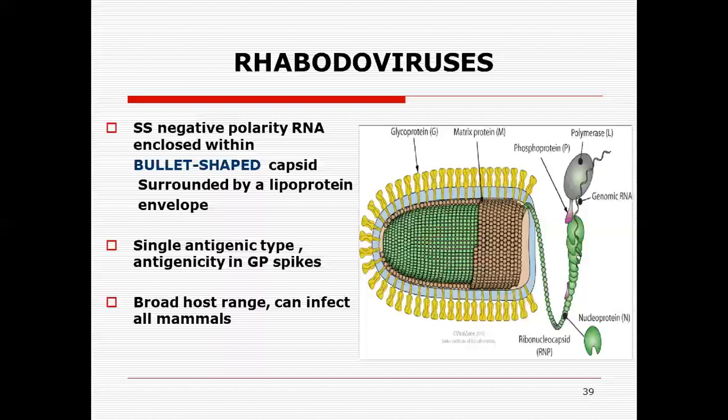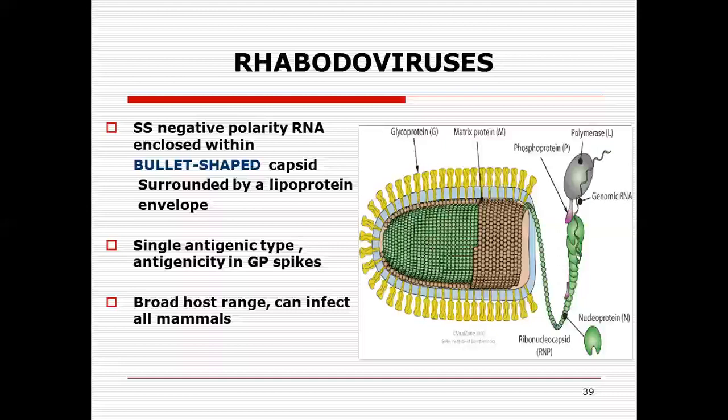Now, this virus is a bullet-shaped virus, and perhaps one of the biggest viruses. Poxvirus is the biggest one. You see the virus, and it's surrounded by a lipoprotein envelope. So this is not a non-enveloped virus. It's an enveloped virus. The rhabdovirus group are single-stranded negative polarity RNA viruses, which are bullet-shaped, and they are enveloped viruses.